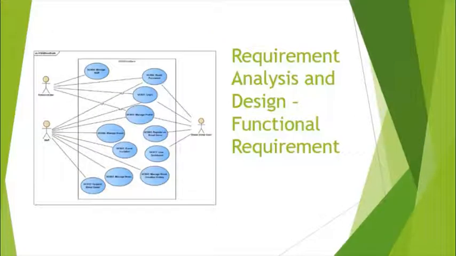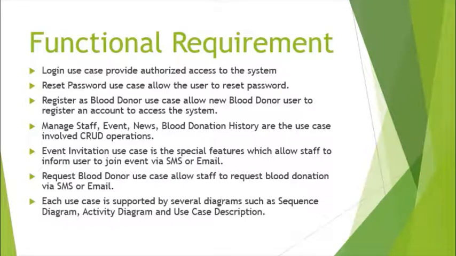And now is the last part of the project, which is the requirement analysis and design. Now we talk about the functional requirements. You can see that there's a use case diagram, and in this system there are 3 actors, which are the administrator, staff, and blood donor user. And then there are 11 use cases involved in this system. Now we briefly explain the use cases involved in the system.